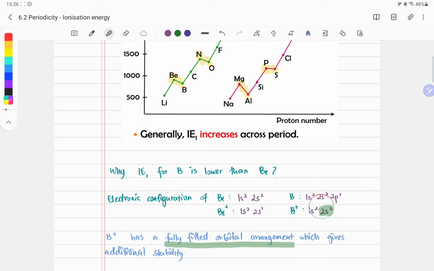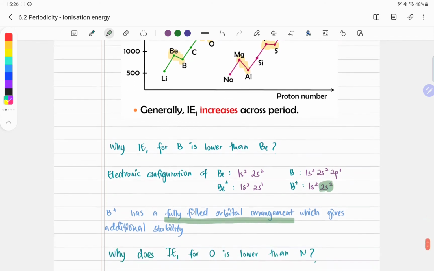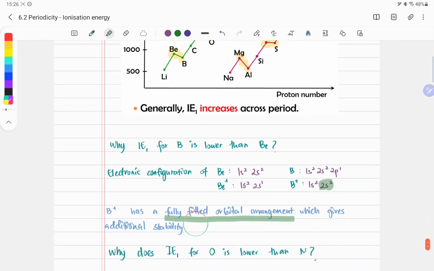Jadi kalau dia dapat lebih stabil daripada B nak jadi B+ yang lebih stabil ni, they wanted to do that, because if they do that, they become more stable. Jadi it is easier untuk remove the electron. Okay, lagi senang, lagi mudah untuk buang elektron itu sebab dia nak jadi sesuatu yang lebih stabil. Okay, so this is the explanation.